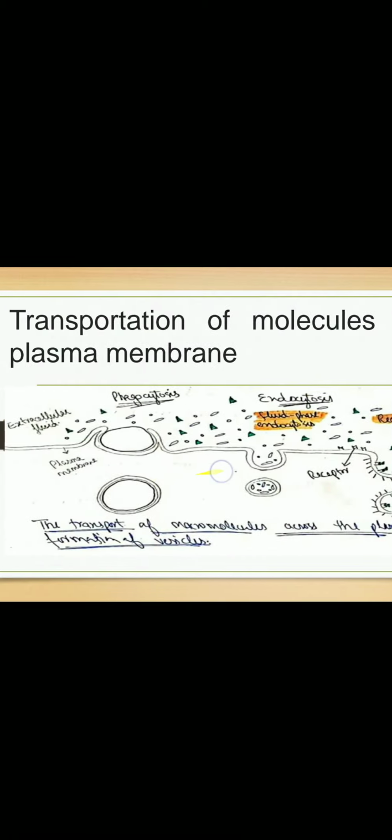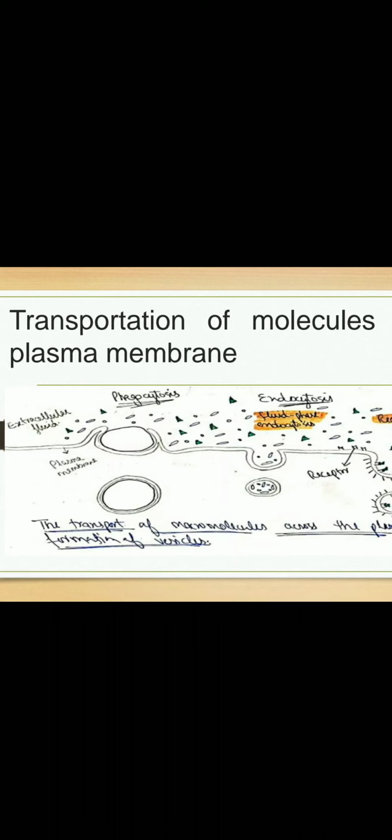So in the product categories we have endocytosis and exocytosis. Endocytosis means material coming from outside into the cell, and exocytosis is the material going from the cell to the outside. In endocytosis we have phagocytosis and pinocytosis. In phagocytosis, if the bacteria is larger in size, it is engulfed by the cell and forms the phagosome. When bacteria is present on the surface of the plasma membrane of the cell, it gets engulfed in vesicular form.